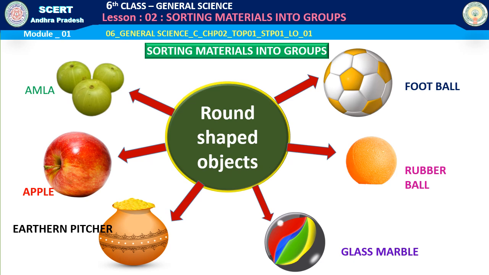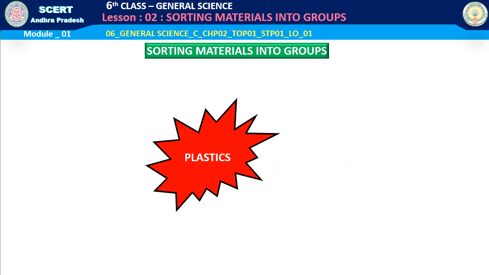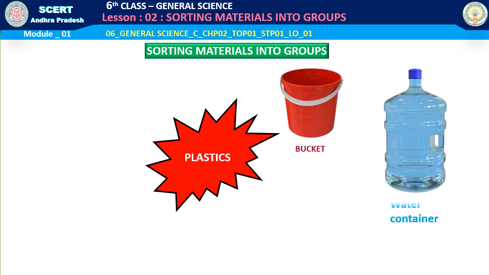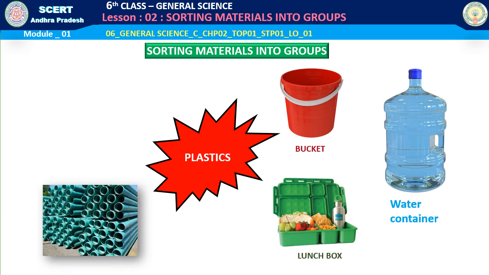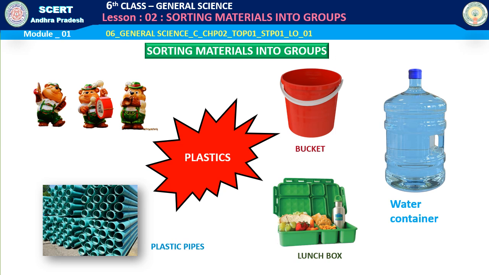Let us observe a group of objects made of plastics. Here we can observe different types of objects made of a single material, plastic, that is a plastic bucket, water container, lunch box, plastic pipes and plastic toys. Many such objects may find a place in this group.